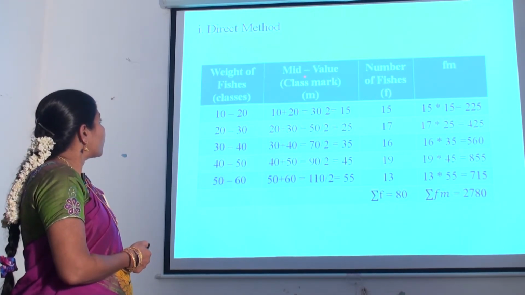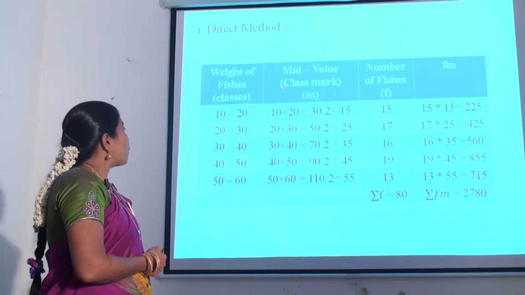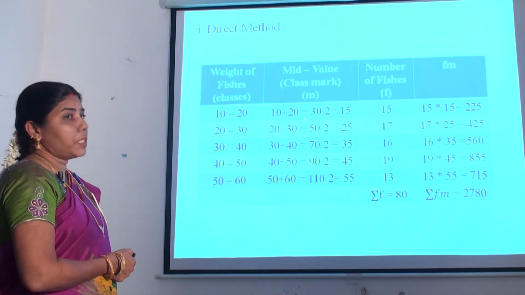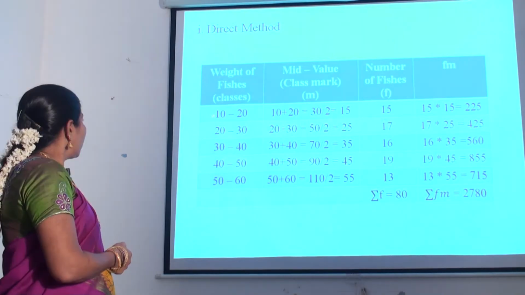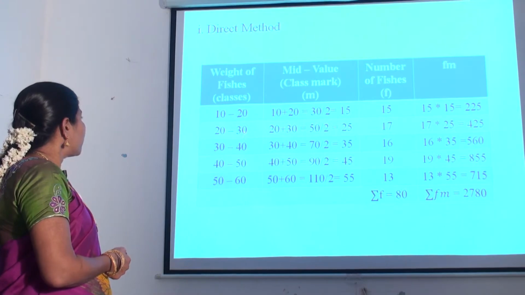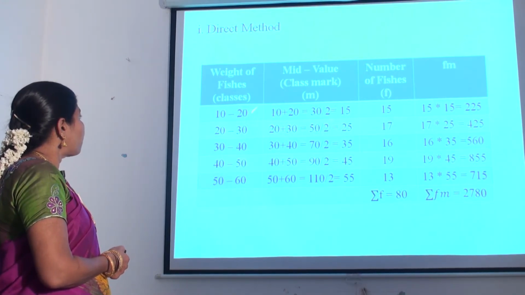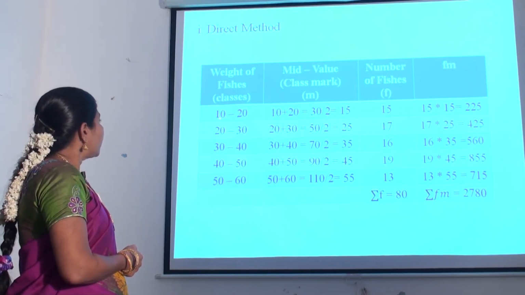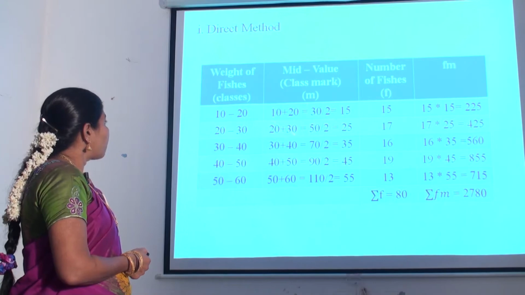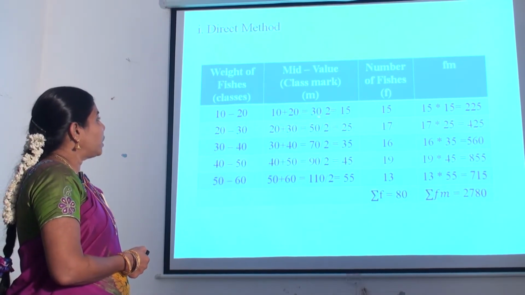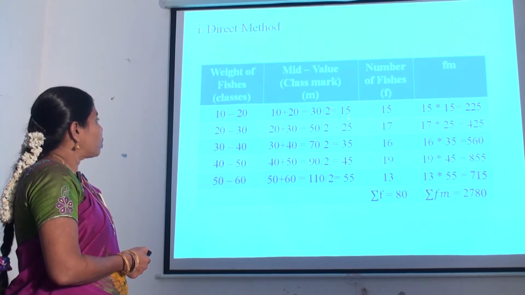Here we have to calculate the mid value. Formula of mid value is lower limit plus upper limit divided by 2. The left side of the class interval is lower limit. The right side of the class limits is known as upper limit. So the first class 10 is lower limit, 20 is upper limit. So 10 plus 20 is equal to 30 divided by 2 is equal to 15.